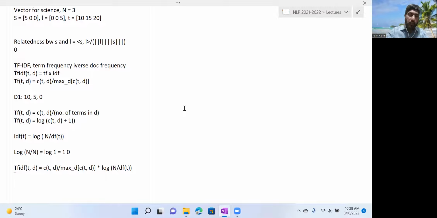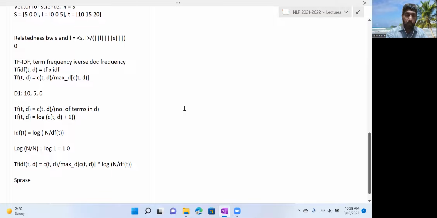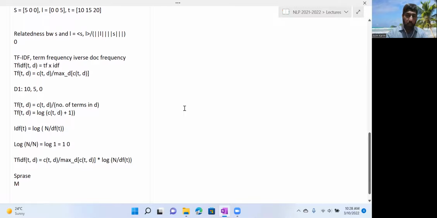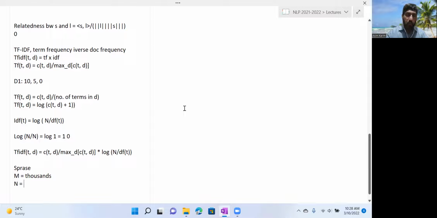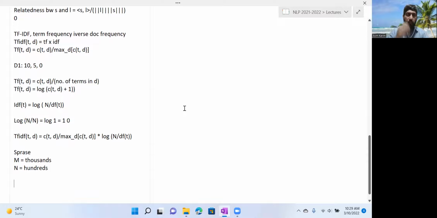But usually this representation is sparse for most real world data sets. So why is it sparse? Usually we will have, let's say M is a vocabulary, typically in the thousands or hundreds of thousands. And let's say N is the number of documents, depending on your application, again this can be in the hundreds or thousands. So you have, let's say, 10,000 distinct words and 100 documents. Not all those 10,000 words would appear in all those 100 documents, right? They will not appear in many documents.